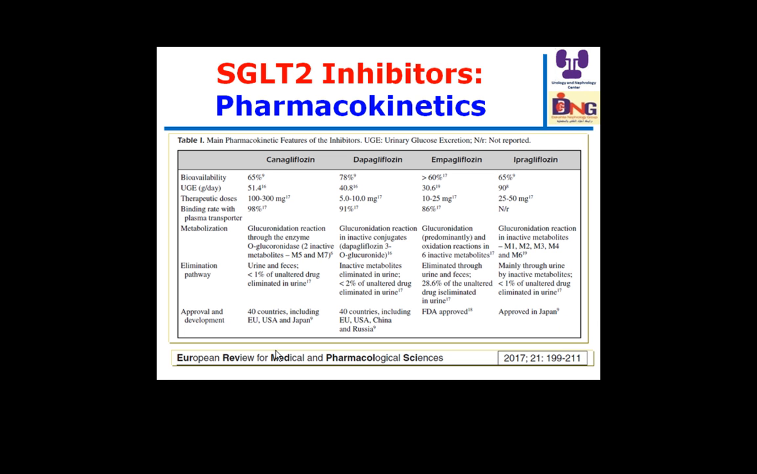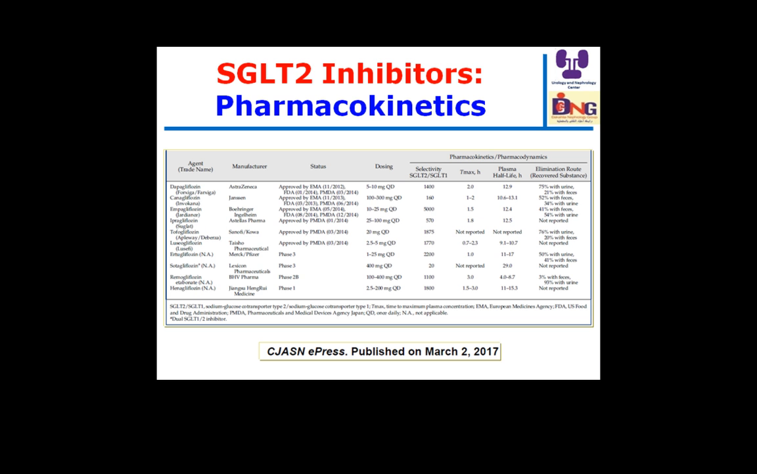What about pharmacokinetics? This table summarizes the different pharmacokinetic domains: bioavailability, metabolism, elimination pathway, and approval. As you see here, this drug is approved within 40 countries, including the European Union, USA, and Japan. Here, the same 40 countries, including the European Union, USA, China, and Russia. And this is FDA approved, and this drug is approved in Japan. You can pause the slide to look at metabolism, elimination, and other factors, therapeutic dose, etc.